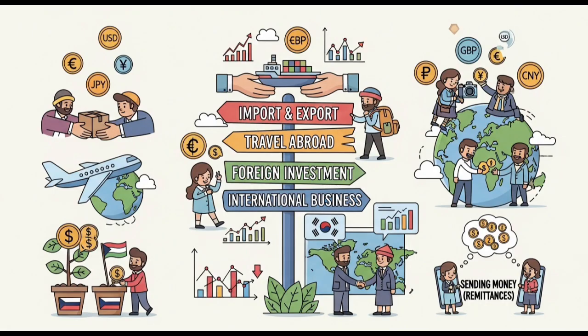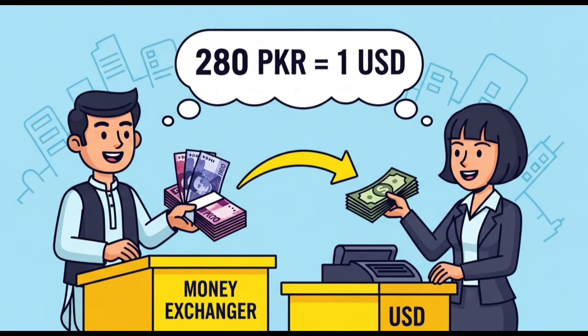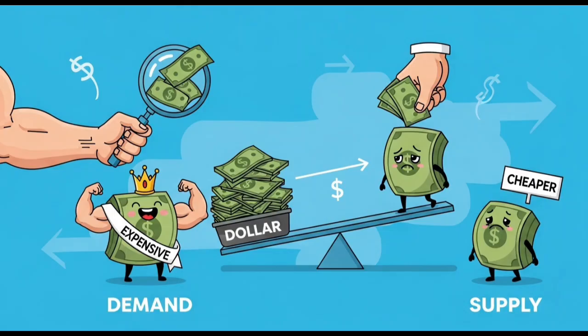We need the exchange rate for import and export, travel abroad, foreign investment, international business, and sending money in the form of remittances. How the exchange rate works: you go to a money exchanger, you give PKR, and you receive USD. The rate at which this happens is the exchange rate. The exchange rate is decided by the demand and supply of a currency. If many people want dollars, the dollar becomes expensive. If fewer people want dollars, the dollar becomes cheaper.